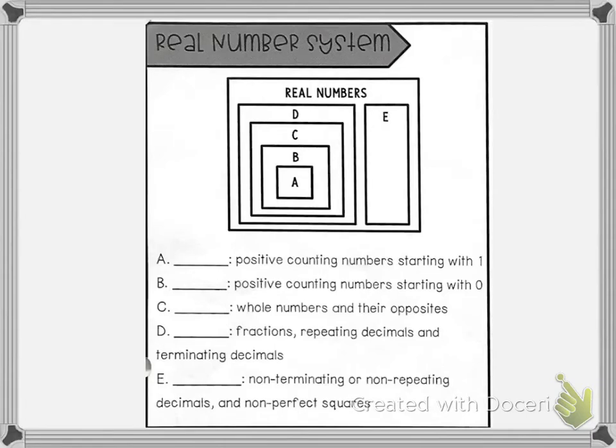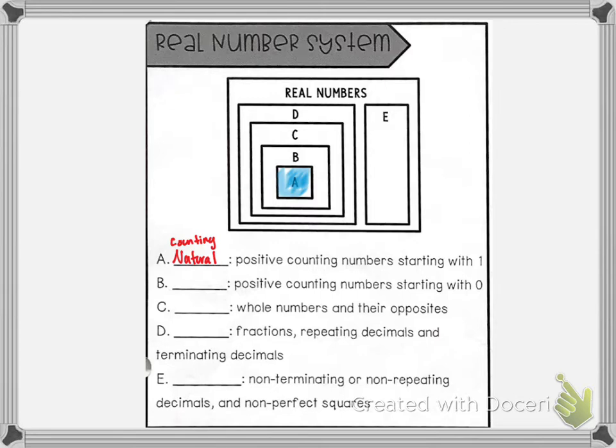Today we're going to be talking about numerical representations, and first let's start off with the real number system. Here we have a diagram of the real number system, and in the very first box, labeled A, those are going to be natural numbers. Natural numbers are positive counting numbers starting with 1. So let's put that those are natural or counting numbers. You can also call them counting numbers. Counting or natural numbers. Okay.